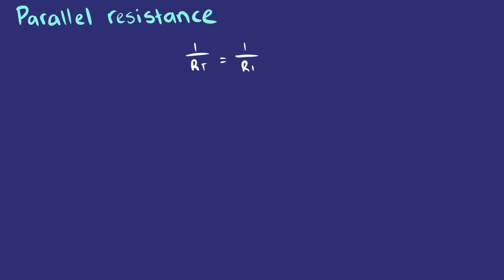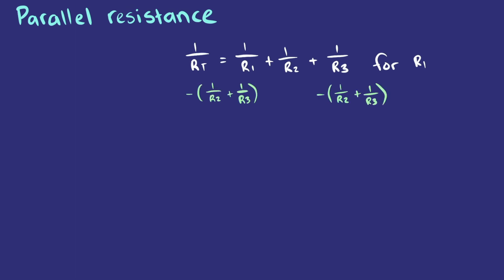Let's now look at parallel resistance. So this here is the equation for 3 resistors in parallel, finding the total resistance of them. Let's try solving this for R1. Now my first step is to subtract 1 over R2 plus 1 over R3. That will get our 1 over R1 on its side by itself. That gives us 1 over RT minus 1 over R2 minus 1 over R3 equals 1 over R1.